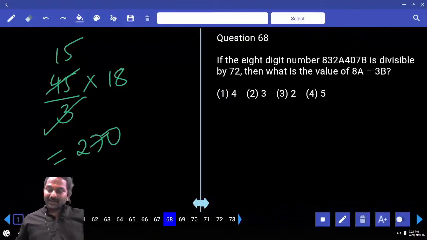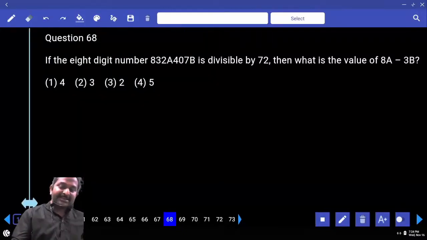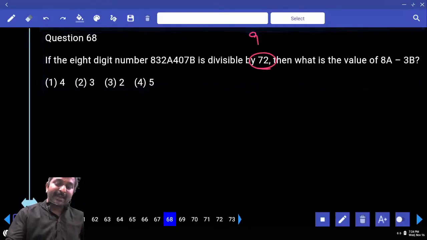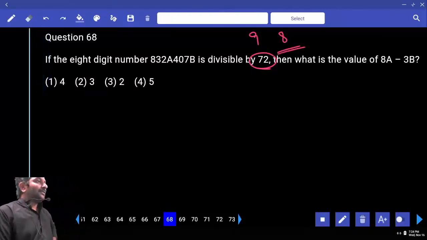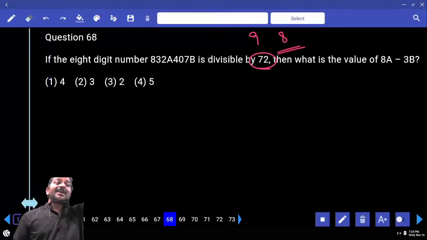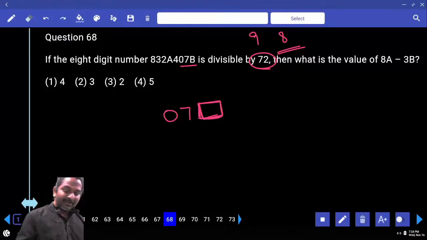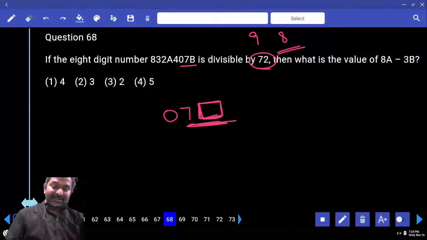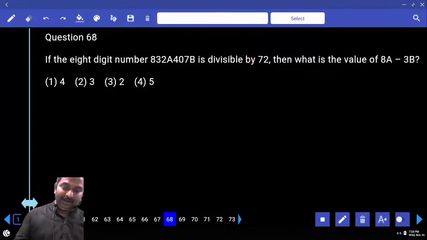If an 8-digit number is divisible by 72, then what is the value of 8a minus 3b? Okay. If it is divisible by 72, it has to be divisible by 9 as well as 8. Correct. 8 divisibility rule: last 3 digits are 0, 7, and there has to be some number here, right? In the hundreds place 0 is there. In the 70s, there is only one 8 multiple. What is that? 72. So in place of B, you have to write only 2.